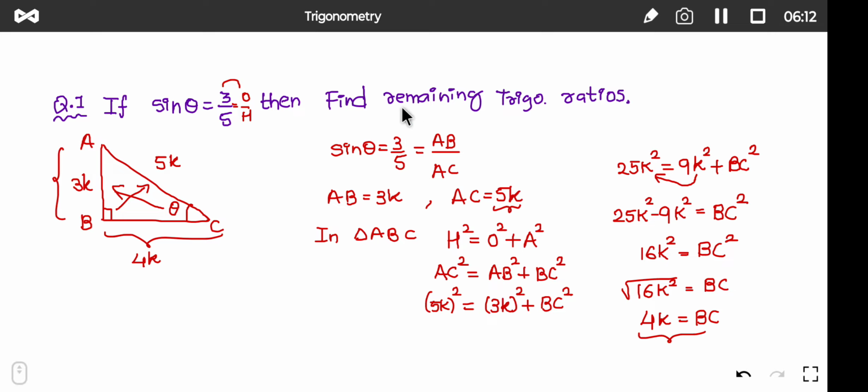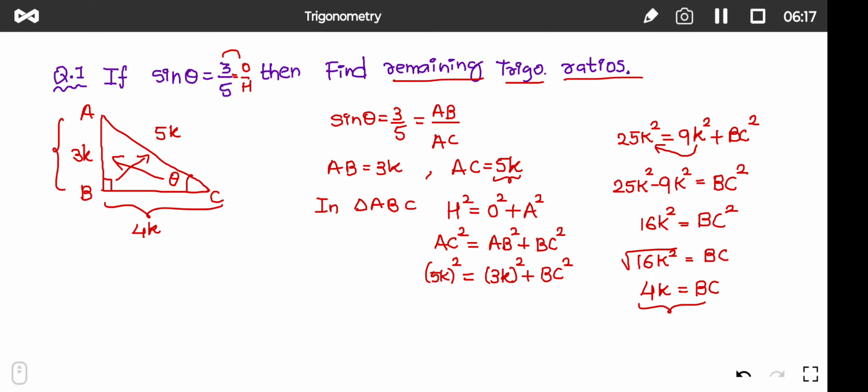So we have to find out the remaining trigonometric ratios. So now we will apply the formulas. Sine is already given, 3 by 5. So from the reciprocal, cosec theta is nothing but the reciprocal of sine. So sine is 3 by 5, so cosec theta is nothing but 5 by 3.